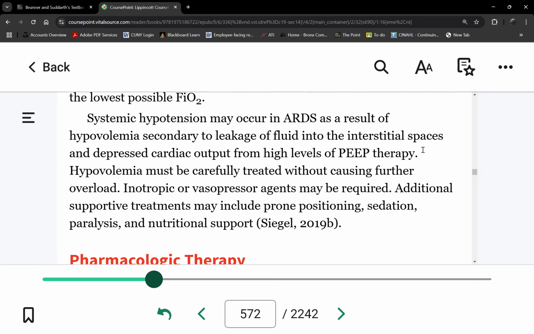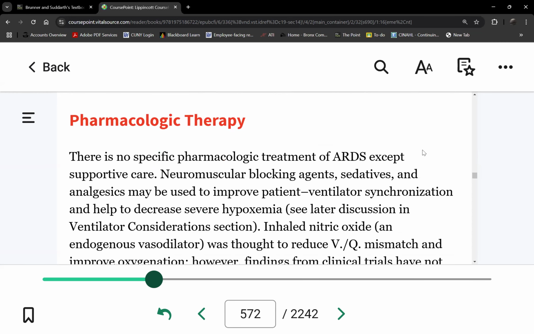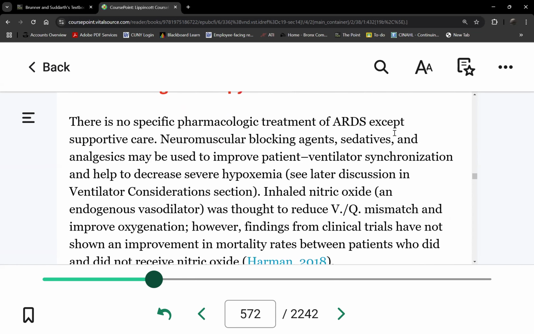As already mentioned, we'll finish up with airway management and mechanical ventilation next week. For drug therapy, there's really not much here.